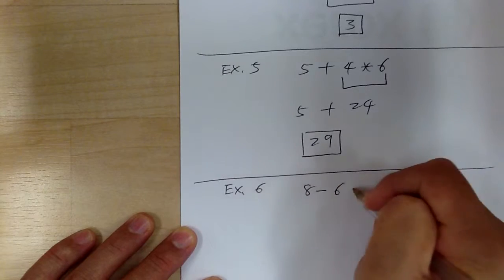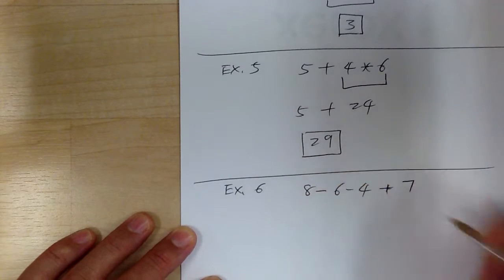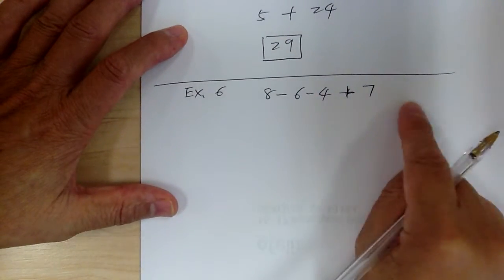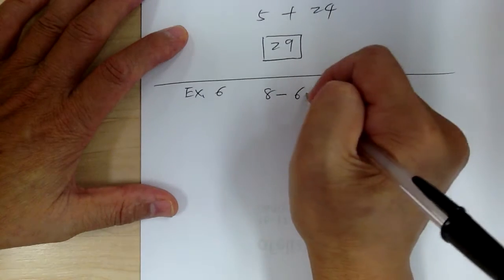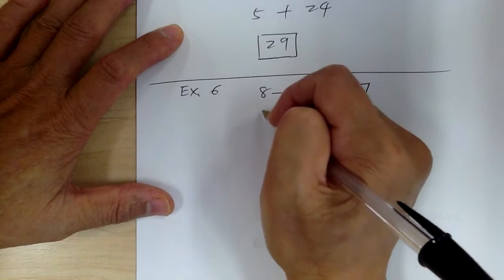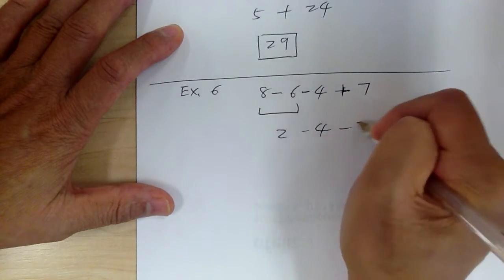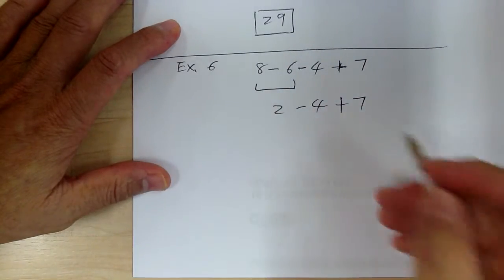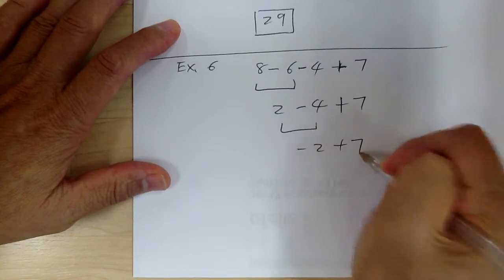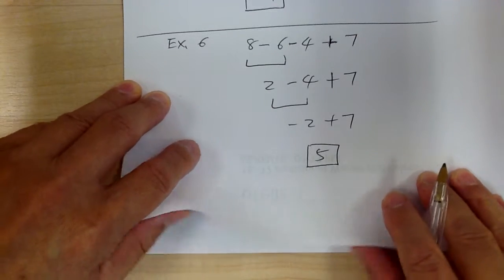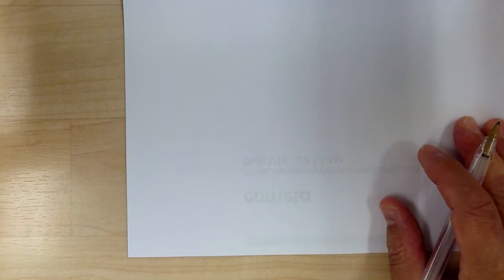You got 8 minus 6 minus 4 plus 7. So they are all in the same order, same priority. So you have to do from left to right. Okay, same order of operation means same type. So you go from left to right. So that's 2 minus 4 plus 7. So again, they are the same priority. So you go from left to right. Okay, and so it gives you 5. So go down step by step, very quick. Okay, let's go to example 8.